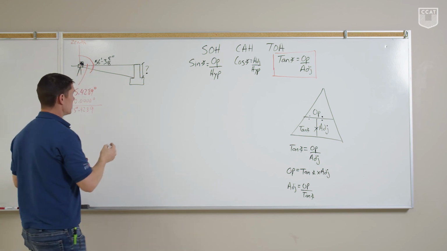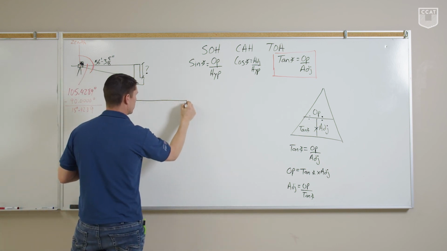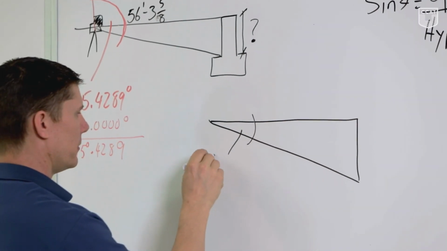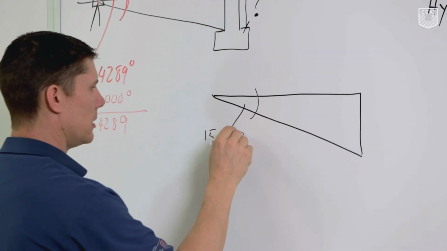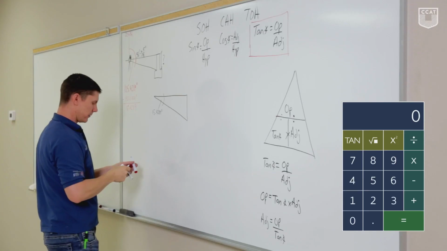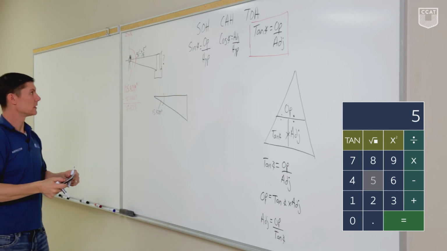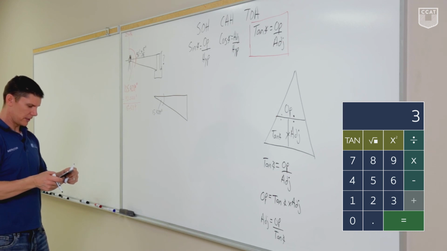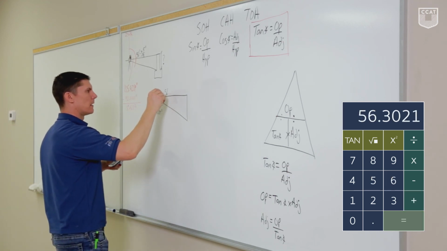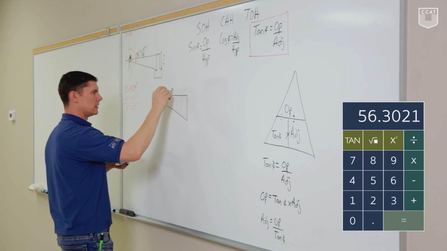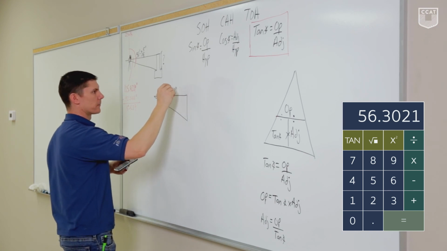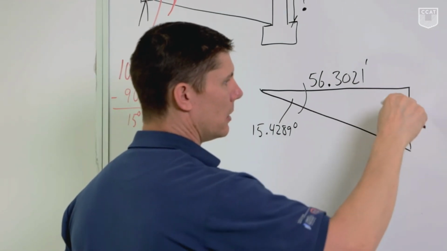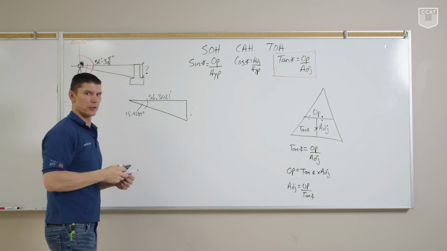What I like to do is take this triangle and just clean it up a little bit, we'll redraw it. So our angle inside here now, we have our 15.4289 degrees. We can convert our 56 foot 3 and 5/8 to decimal. So 56 foot 3 and 5/8 would be 56.3021. And this over here we said is going to be our footing. So that's what we're going to be solving for.